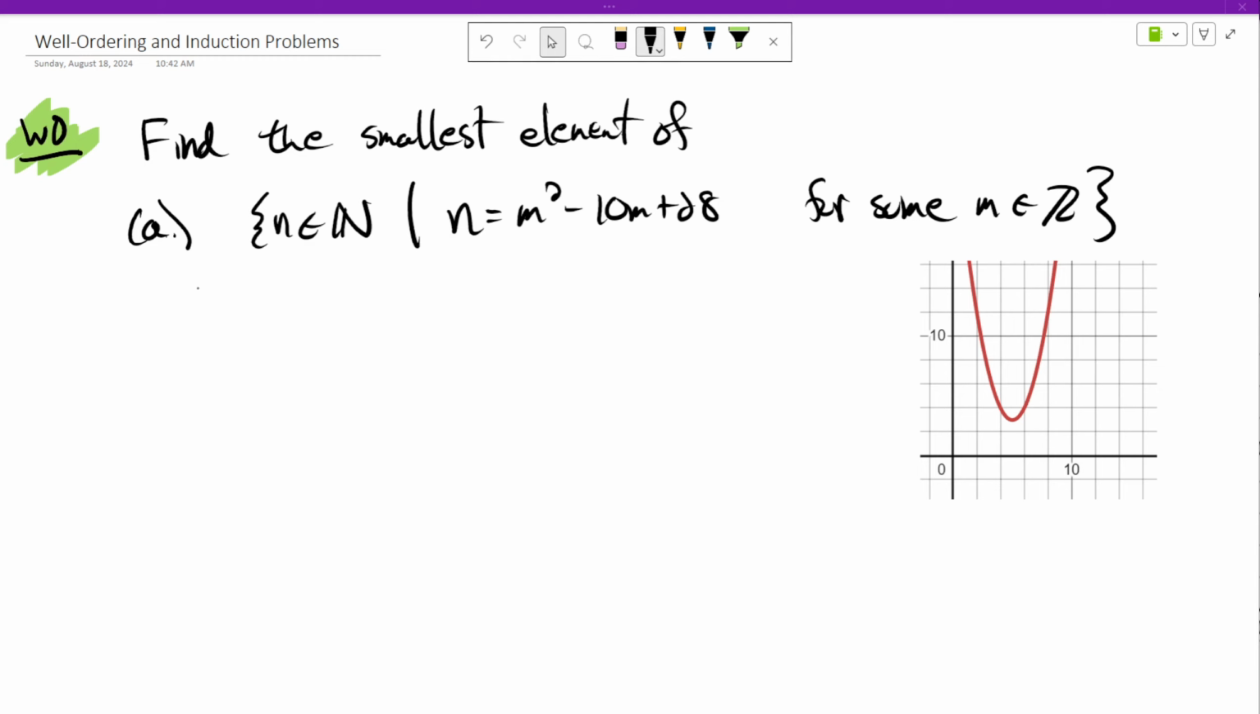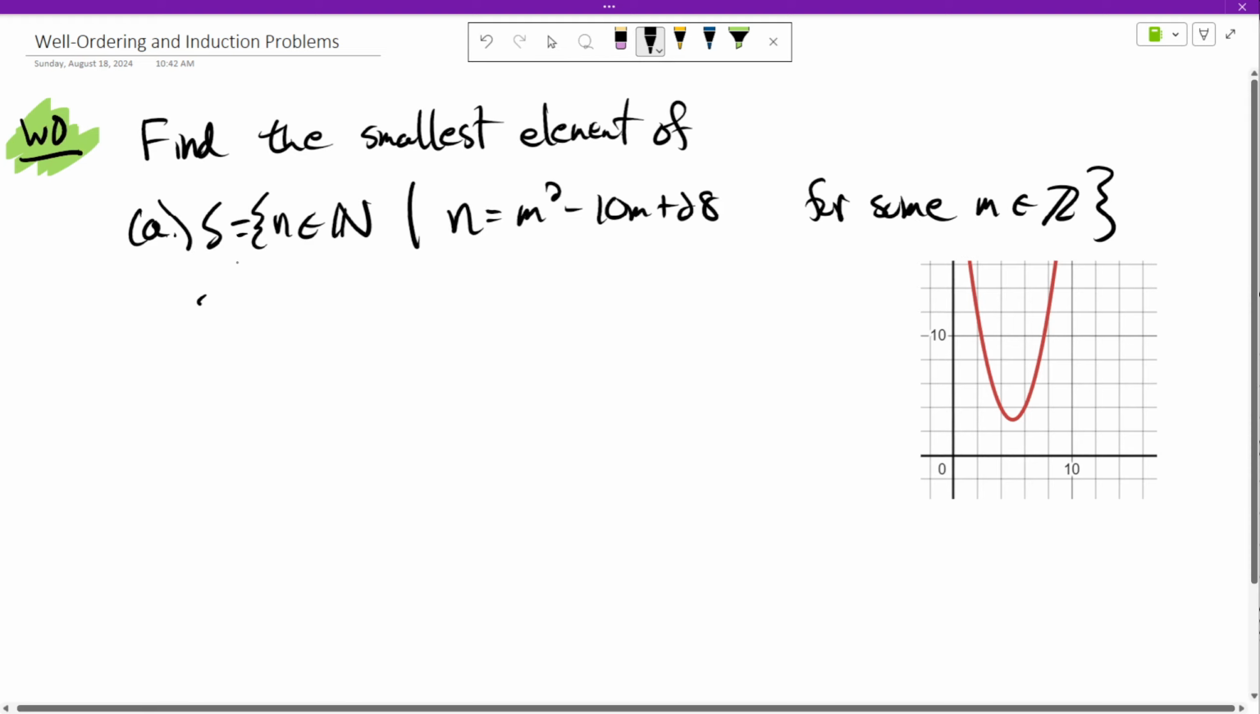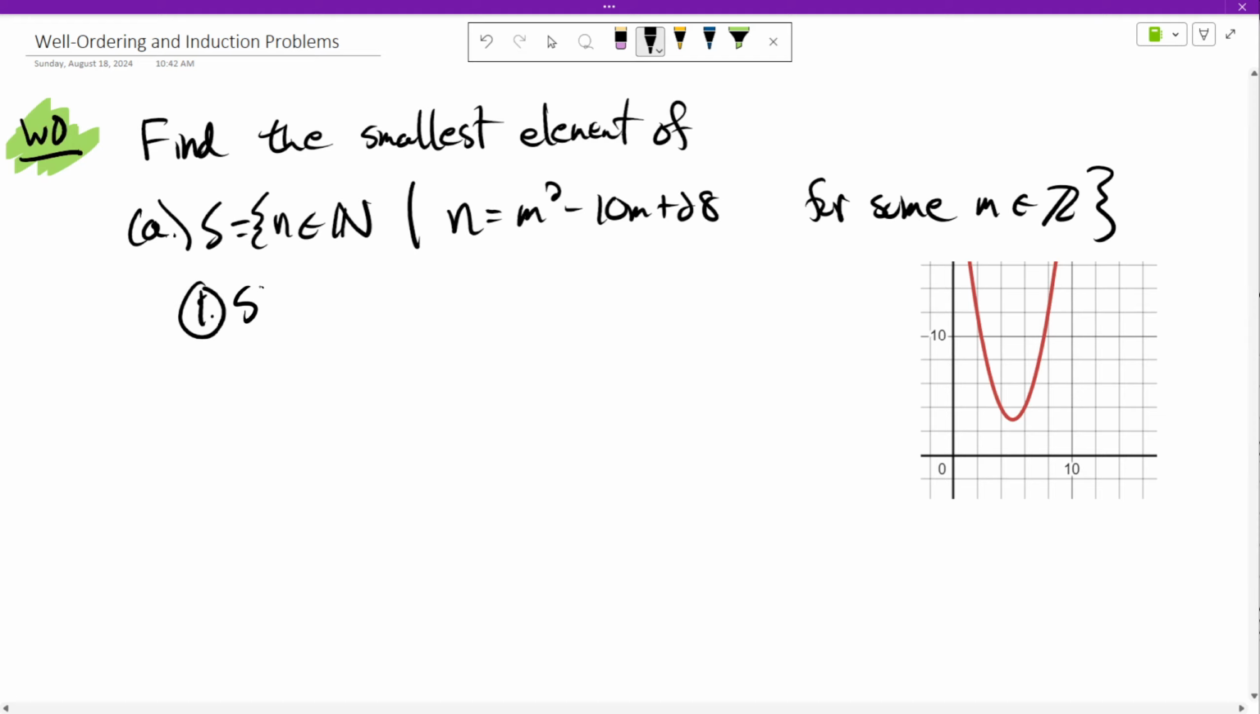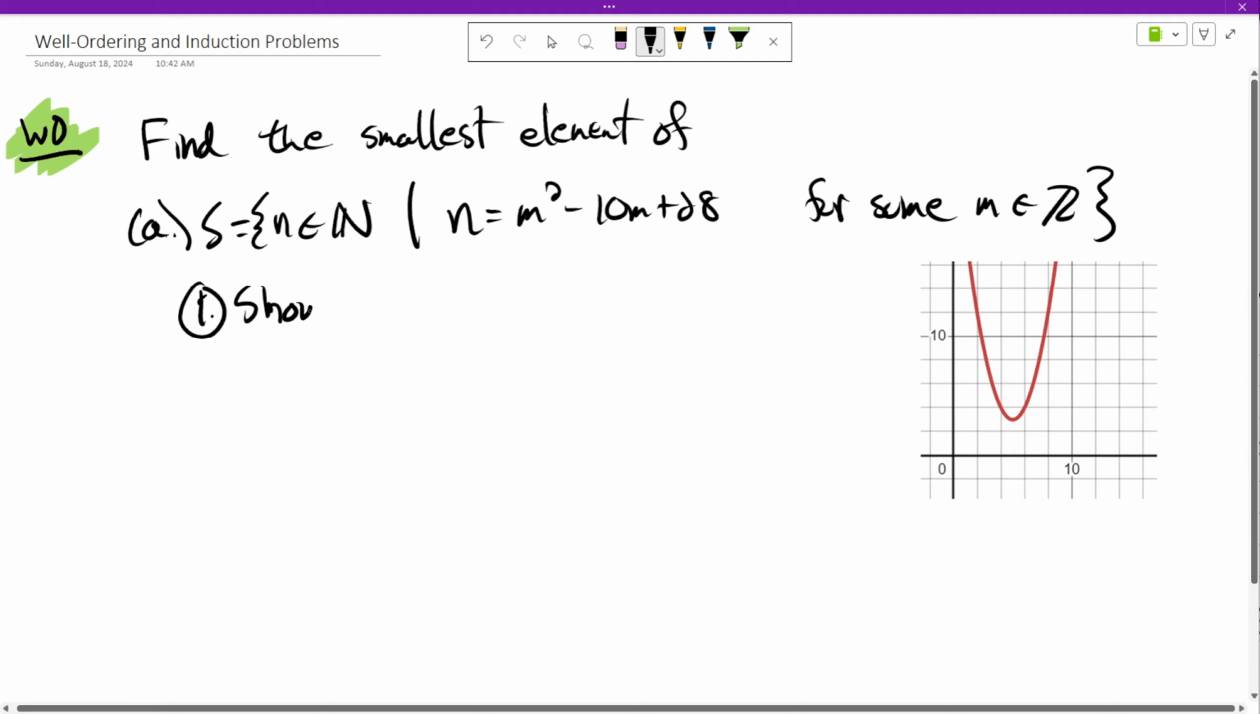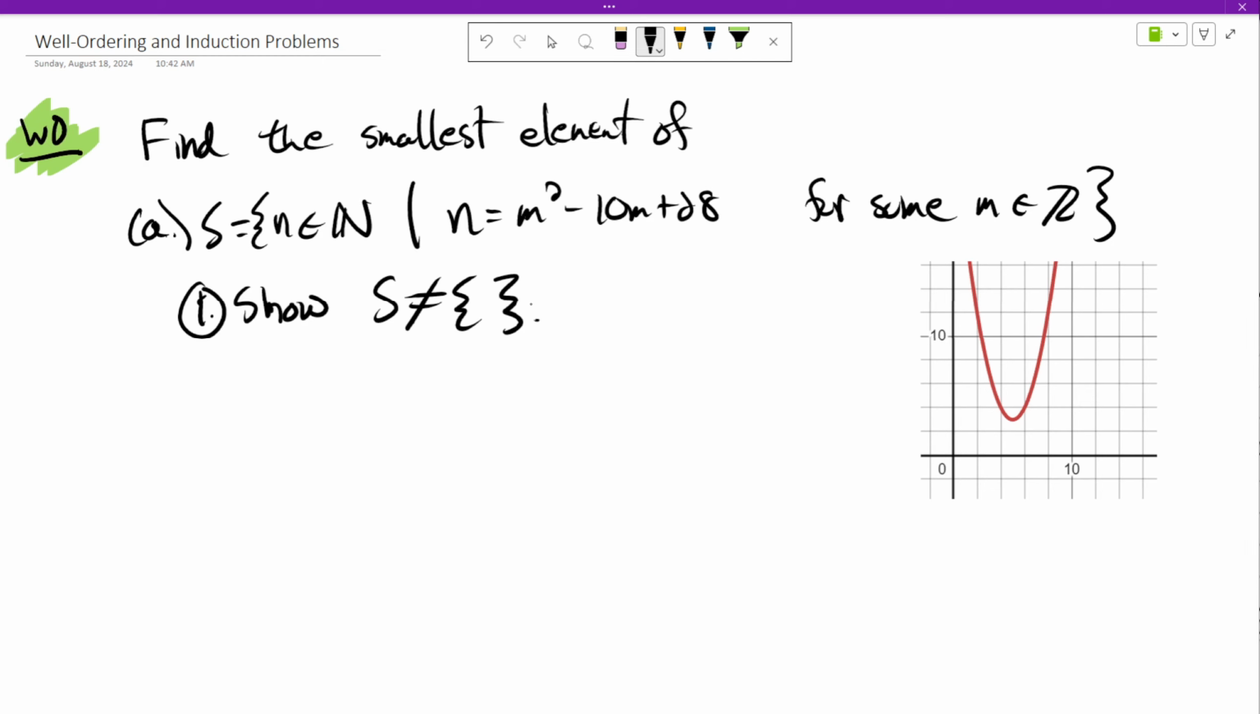So let's remind ourselves how we apply the well ordering principle. To apply it, let's call this set S. We need to first show that S is not empty. Once we show S is not empty, the well ordering principle is going to guarantee that a smallest element exists, and then we need to go and search for it. It doesn't tell us how to find it, it just tells us it exists. So let's first show that it's not empty.